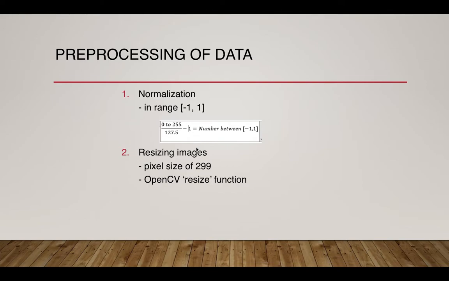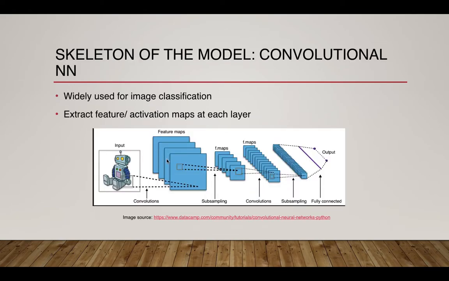I'm not going to go into too much detail, but I just wanted to mention that. The second one is resizing the images. The images in this data set have very different sizes, which is not an ideal thing for a deep learning algorithm. The images have been resized to a pixel size of 299 because the CNNs that we're using, which are Xception and Inception network, accept the input size of 299. And to accomplish this, the resize function from OpenCV library has been implemented directly.